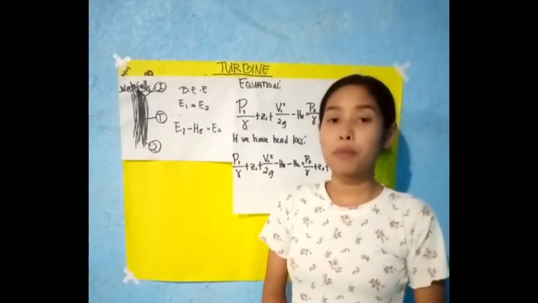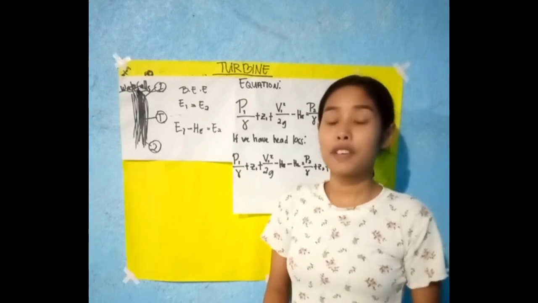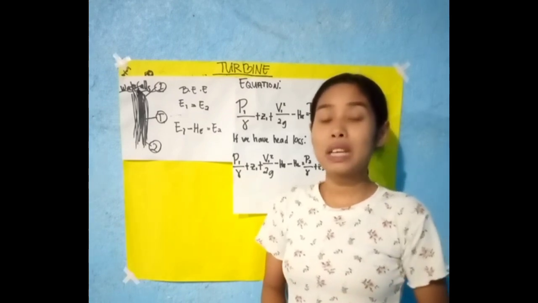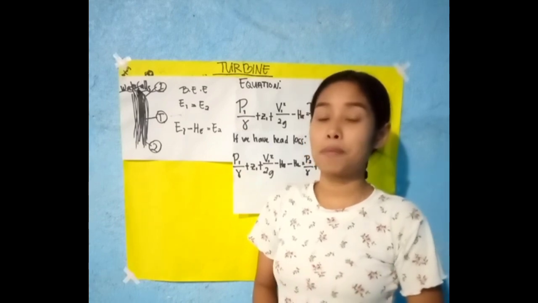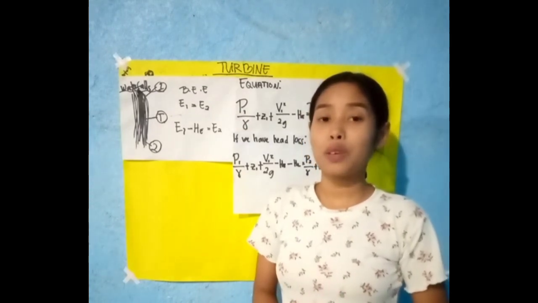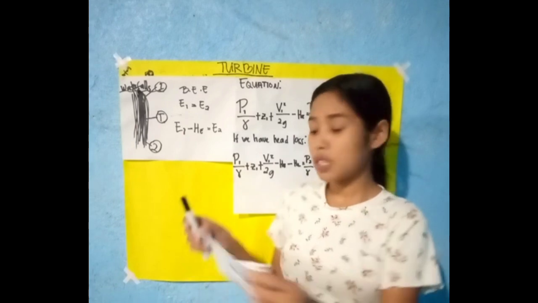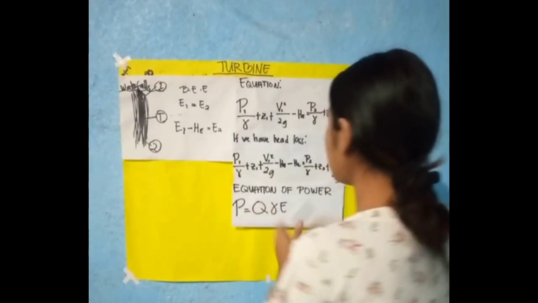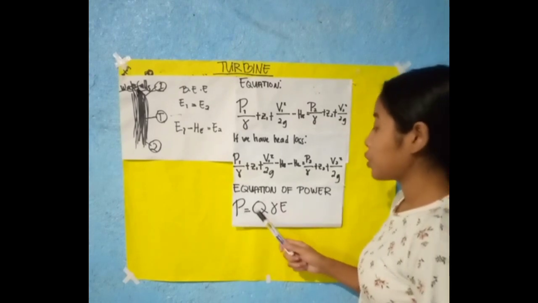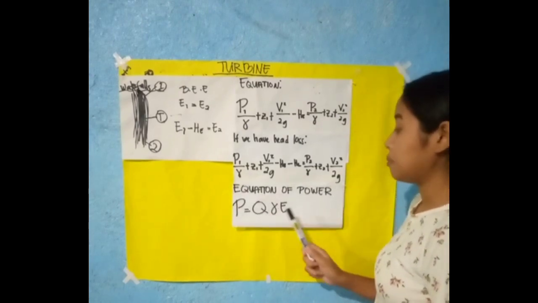If we are solving a problem in hydraulics or fluid mechanics, usually we are finding the power. Usually it is not given in the problem, so we need to know the equation of power. So this will be the equation of power: P is equal to Q times gamma times E.